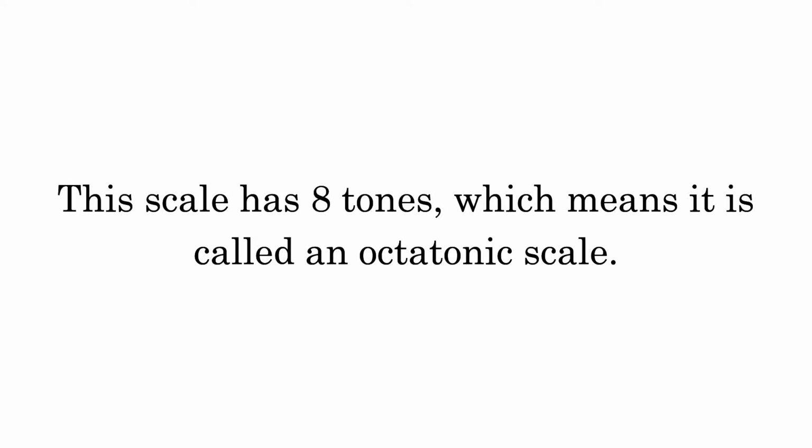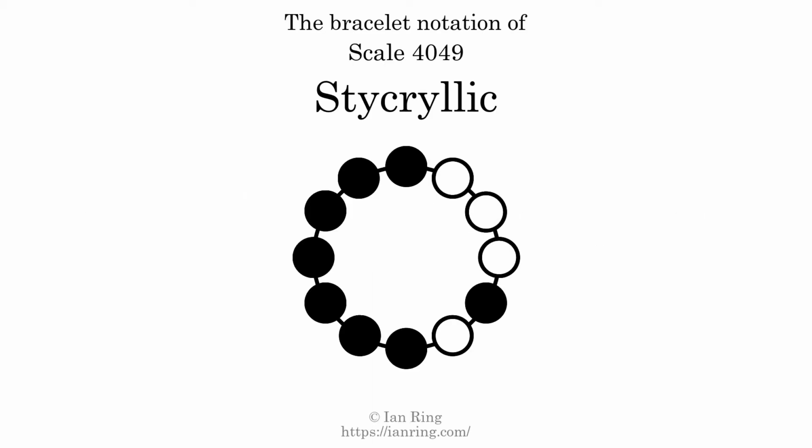This scale has 8 tones, which means it is called an octatonic scale. This is a bracelet notation diagram of scale 4049. The shaded circles represent tones that appear in the scale, and they are read clockwise, starting at the top.